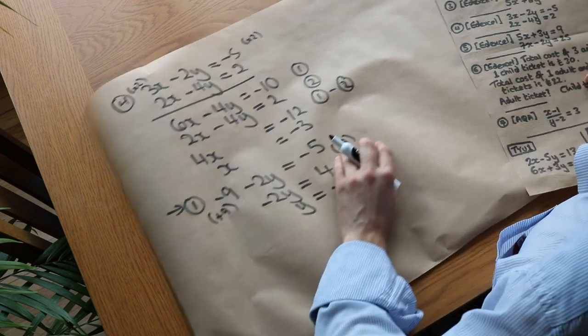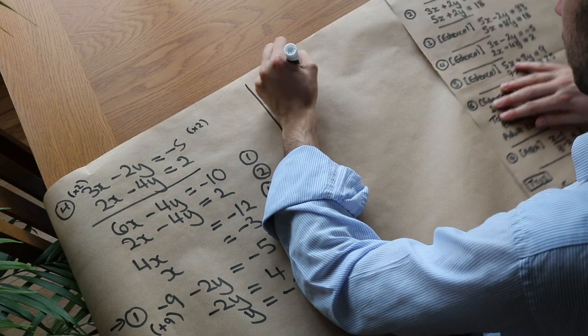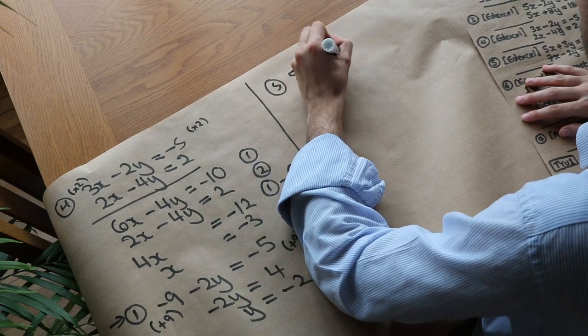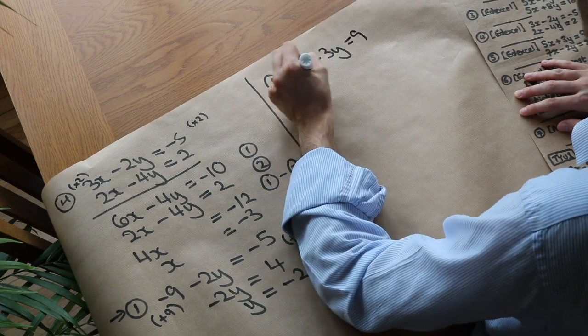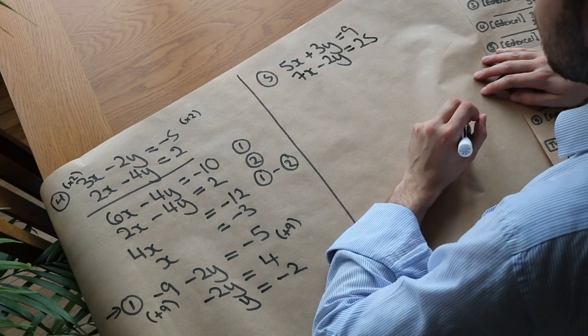All right, let's do another one. We've got 5x plus 3y is equal to 9. And we've got 7x minus 2y is equal to 25. Now, let's try and scale these again.